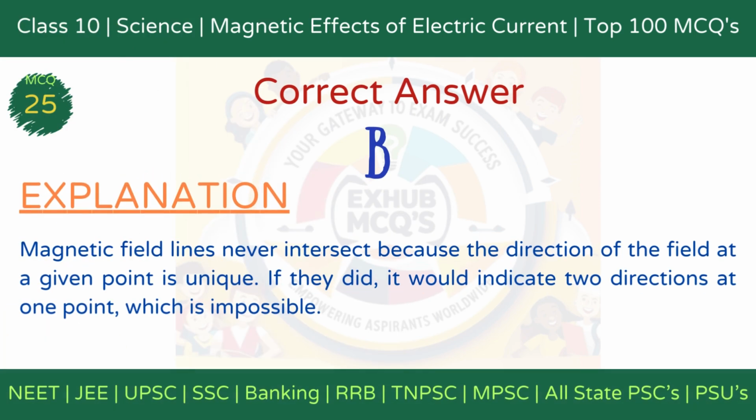The correct answer is option B, magnetic fields have directionality. Explanation. Magnetic field lines do not intersect because it would imply that the magnetic field has two directions at a single point, which is physically impossible.